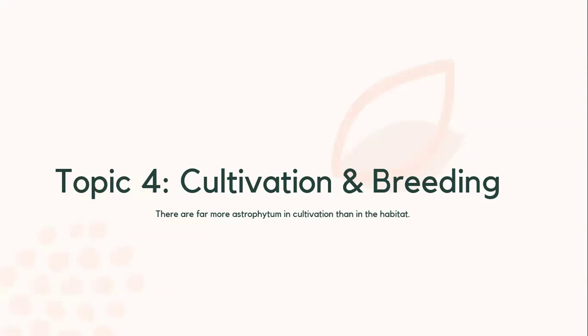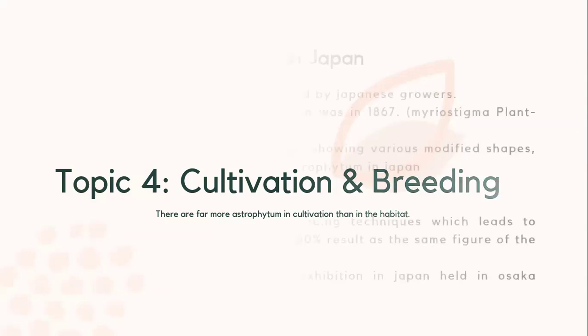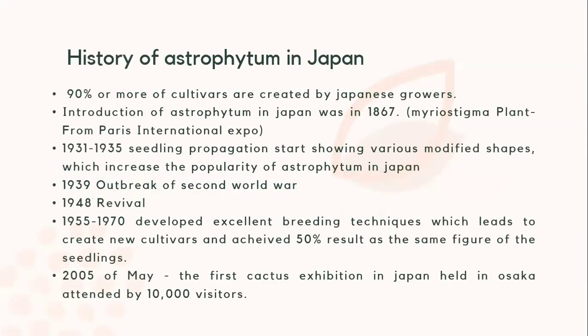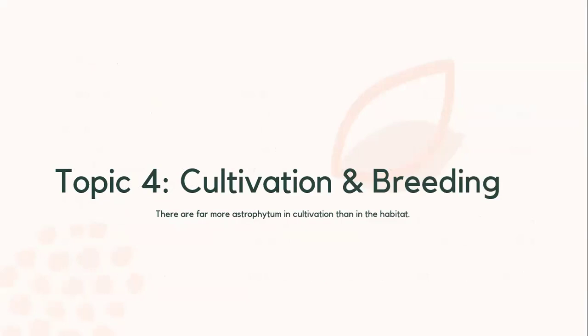So topic number 4, we're going to talk about cultivation and breeding. There is no doubt that there are far more Astrophytum in cultivation than in habitat. I probably own more asterias than what we can see in the habitat right now, because I really grow a lot of asterias.